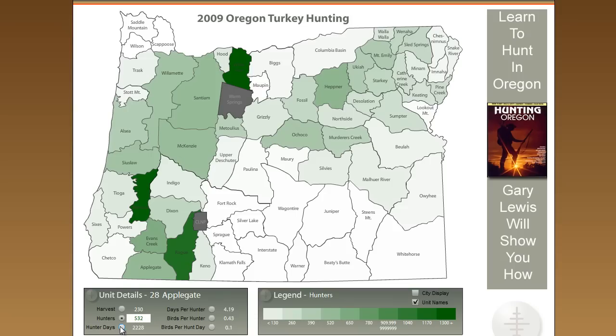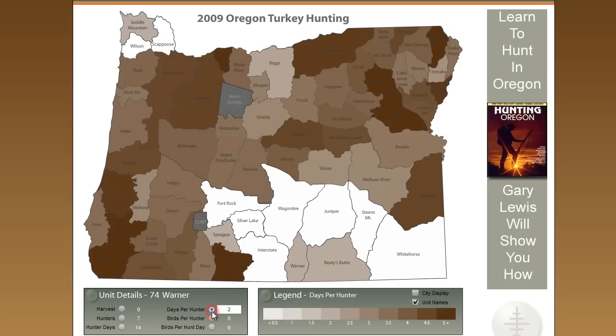If we want to look at total hunter days, it's going to look fairly similar to the number of hunters, but just a little bit different display. And really what you're trying to do here is just get a feel for where you potentially want to go hunt based on where your odds are best going to be for a couple things. If you're going to need public land, obviously that's pretty important. You're going to find much more public land on the east side of the state. And if you're looking for places that aren't too crowded, use this data accordingly.